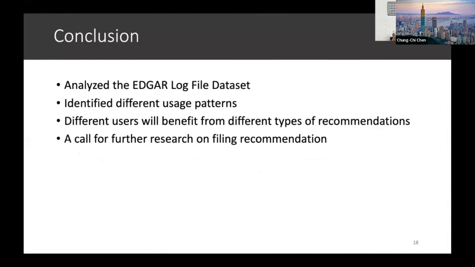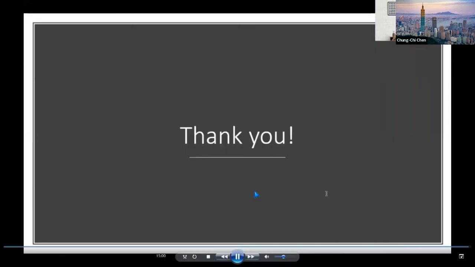To conclude this talk, what we did in this paper is analyze this large public data set called the Edgar Log File data set. We identified different properties of usage on the website that are observable in the data set. We found that different users will benefit from different types of recommendation on this data set. And we basically call for further research on this task of filing recommendation on Edgar. Thank you. This is it.